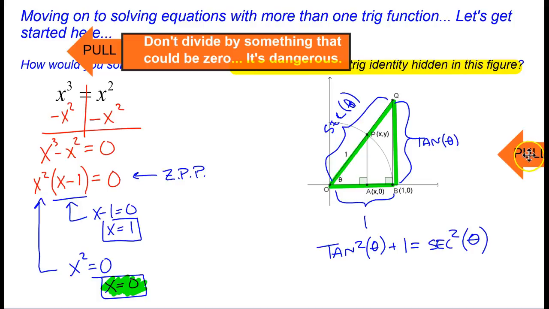Let me see what we got on this pull tab. In addition to don't divide by something that could be zero because it's dangerous, please also remember to do this.